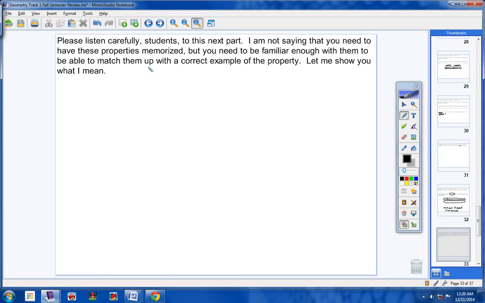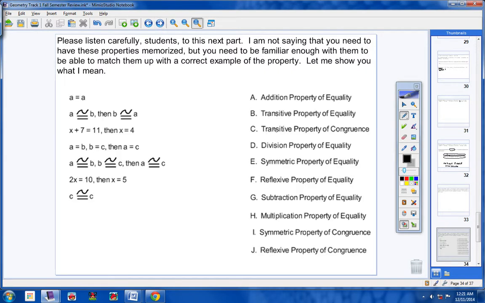Now, please listen carefully, students, to this next part. I am not saying that you need to have these properties memorized, okay? But you need to be familiar enough with them to be able to match them up with a correct example of the property, okay? Let me show you what I mean. You need to be familiar with all of these properties. Now I'm not going to take time and match all these up for you, but you need to know these, okay? Be familiar with them.